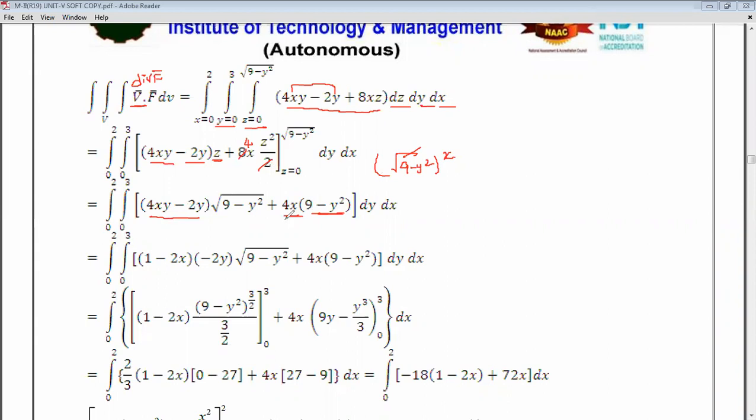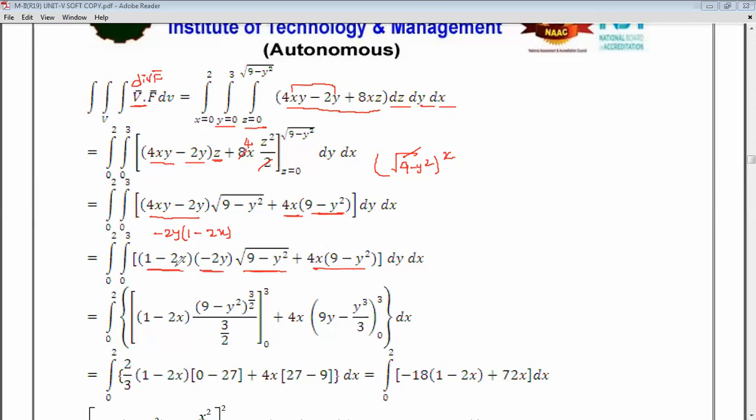Now coming to integration with respect to y. Which term is common in these two terms? Y is common, and minus 2 is also taken common. After taking minus 2y common, we get 1 minus 2x. So here they wrote 1 minus 2x into minus 2y square root of 9 minus y square, and the remaining as it is, 4x into 9 minus y square.